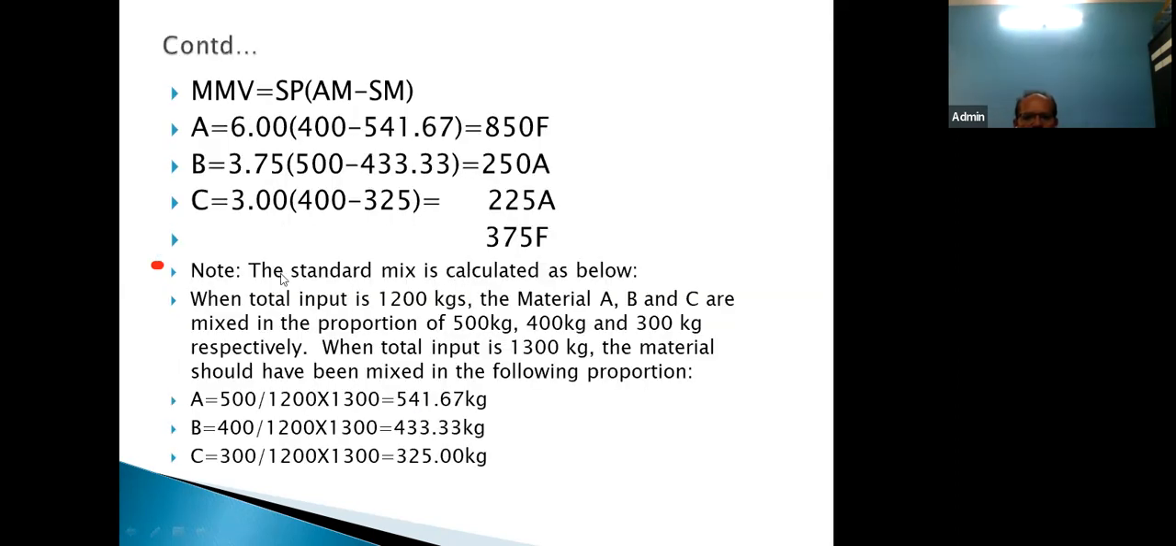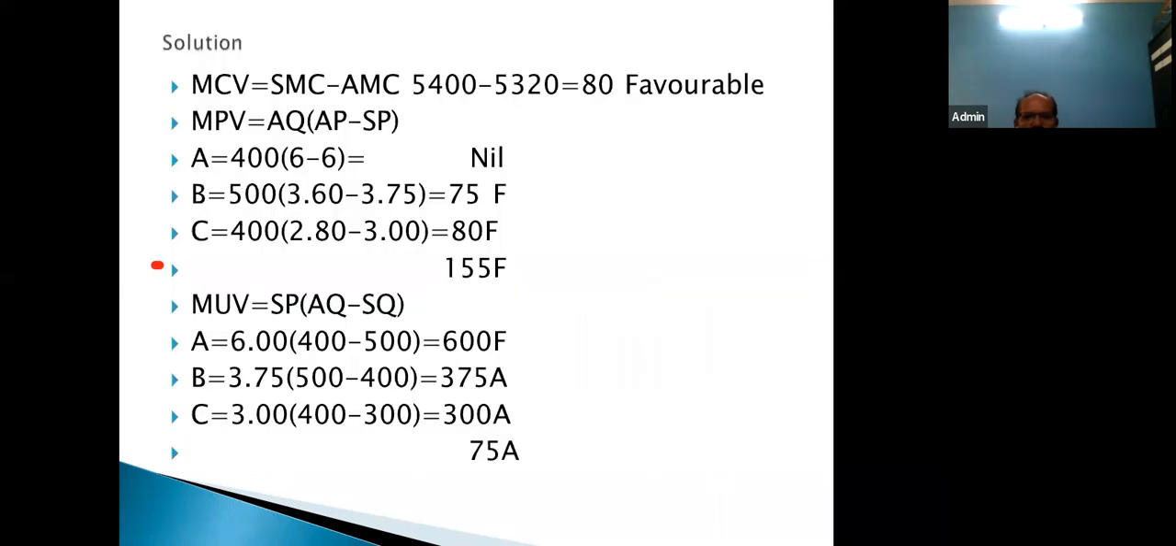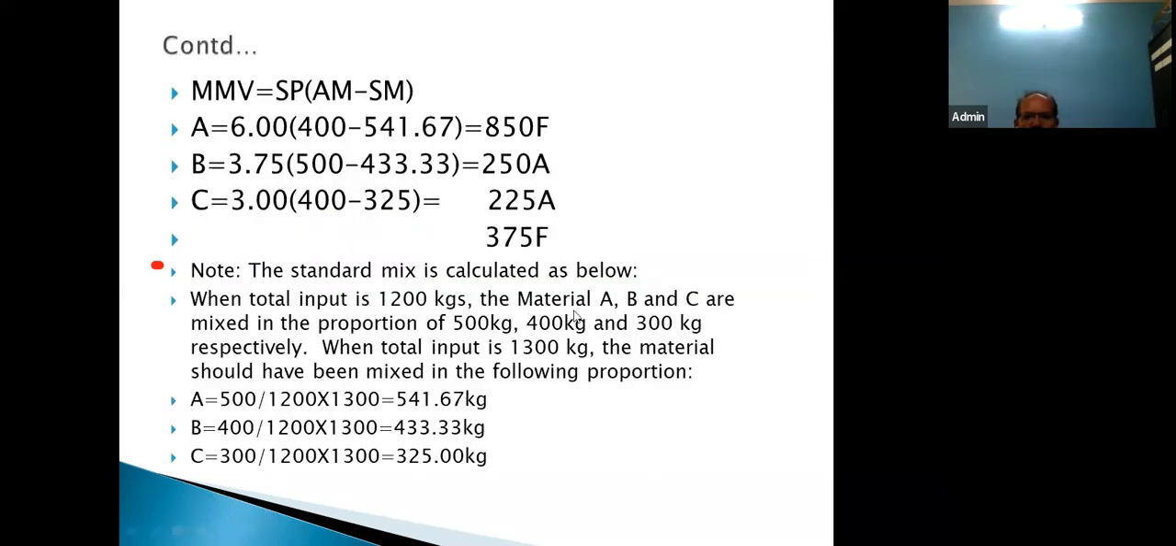1300. आता बघा, नोट द स्टँडर्ड मिक्स इज कॅल्क्युलेटेड ॲज बिलो. व्हेन टोटल इनपुट इज 1200 किलोग्राम. पुन्हा मी टेबल दाखवतो तुम्हाला. व्हेन टोटल इनपुट इज, हे बघा 1200 हे इनपुट दिलेले आहे आपण. पण ऍक्च्युअल क्वांटिटी किती आहे? द एबीसी मिक्स इन द proportion of 500 gram, 400 gram, 300 gram respectively. When total input is 1300 gram, the material should have been mixed in the following proportion.